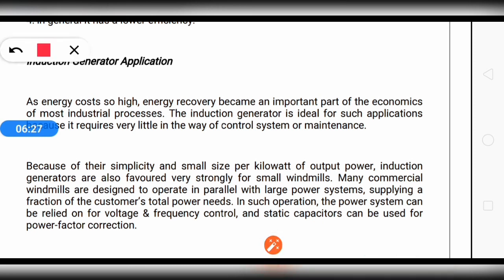So one of the applications of induction generator is in windmills, and commercially it is designed to operate in parallel with large power systems supplying a fraction of customers' total power needs. In such operation, the power system can be relied on for voltage and frequency control. Static capacitors can be used for the power factor correction because kVAR requirement is not met with the help of induction generator. So we need some external help in the form of static capacitors to meet the kVAR requirement.